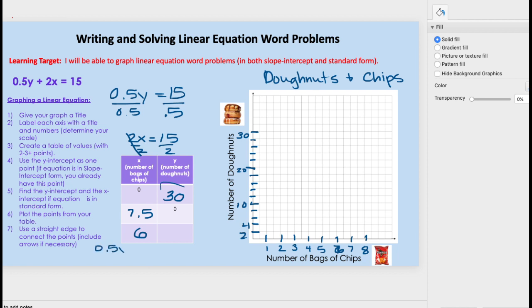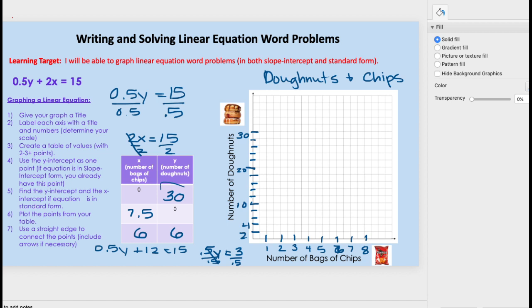0.5y plus 12 equals 15. I'm going to subtract 12 from both sides. And since I don't have a lot of space here, I'm going to jump to the next step. So subtract 12, and then I get 0.5y equals 3. And then I'm going to divide both sides by 0.5. 0.5 divided by 0.5 is 1. And 3 divided by 1/2 is 6.